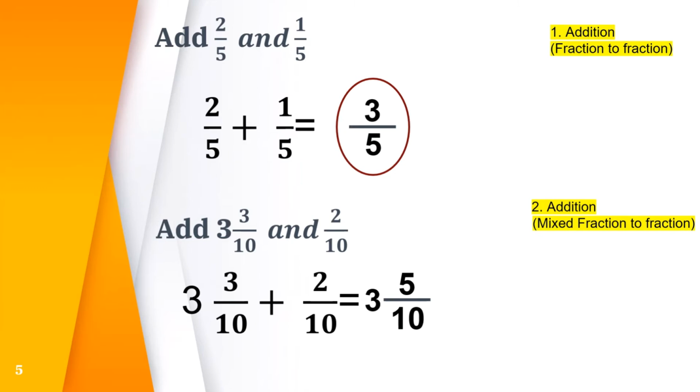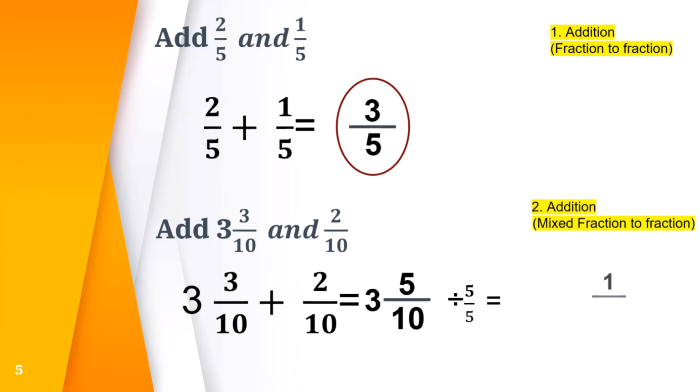Next, i-identify natin kung siya ba ay nasa lowest term na. Since ang 5 at 10 ay may common factor, meaning hindi pa siya naka-lowest term. So, to get the lowest term, we have to get the GCF of 5 and 10, or the greatest common factor. Ang greatest common factor ng 5 at 10 ay 5. Tapos, i-divide lang natin yun.